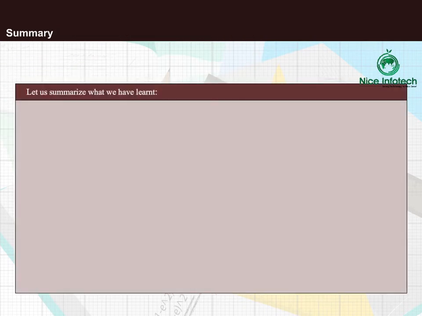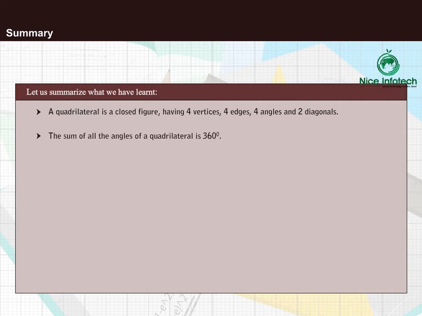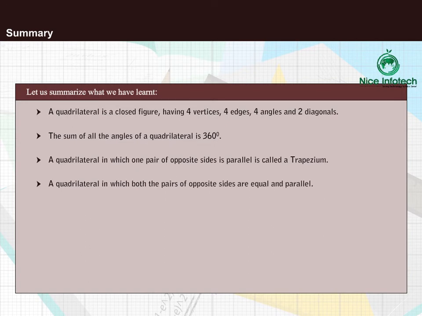Let us summarize what we have learned. A quadrilateral is a closed figure having 4 vertices, 4 edges, 4 angles and 2 diagonals. The sum of all the angles of a quadrilateral is 360 degrees. A quadrilateral in which one pair of opposite sides is parallel is called a trapezium. A quadrilateral in which both the pairs of opposite sides are equal and parallel is called a parallelogram. A parallelogram in which all the angles are right angles is called a rectangle.